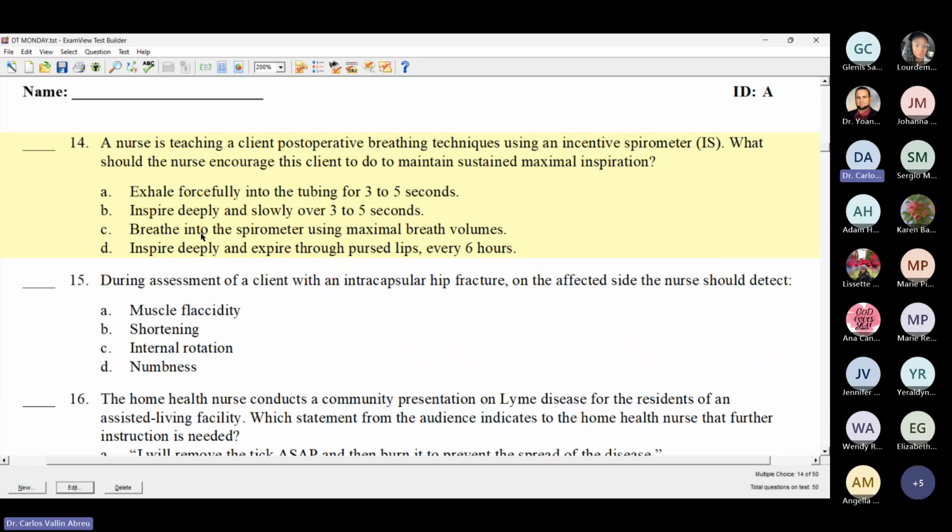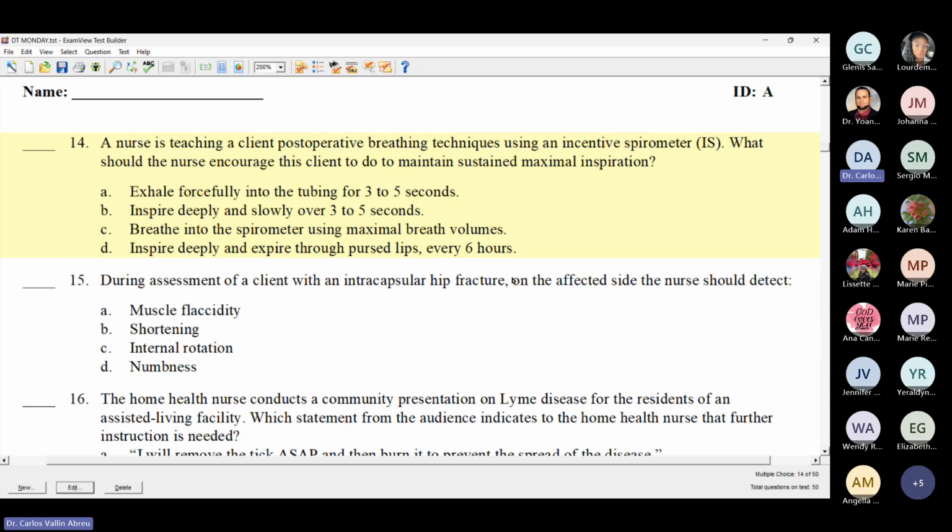Breathe into the spirometer using maximal breath volume. It means breathe in and breathe out. Inspire deeply and expire through pursed lips every 6 hours. Okay, so what we do when teaching the client how to use an incentive spirometer.